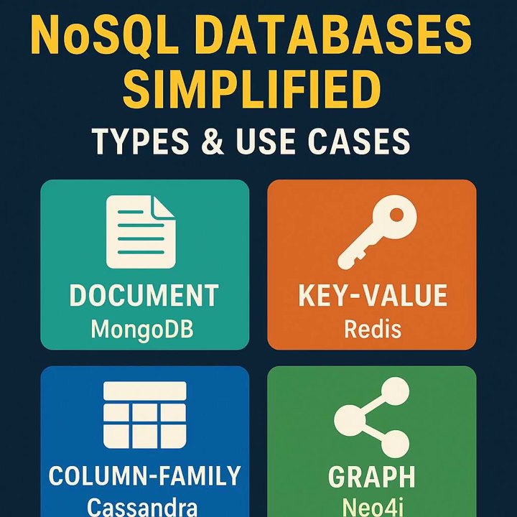Column family stores organize data in column families rather than rows. Great for analytical workloads and wide data sets. Examples: Apache Cassandra, HBase, ScyllaDB. Graph databases model data as nodes and edges to represent relationships. Ideal for social networks, recommendation engines, and fraud detection. Examples: Neo4j, Amazon Neptune, ArangoDB.